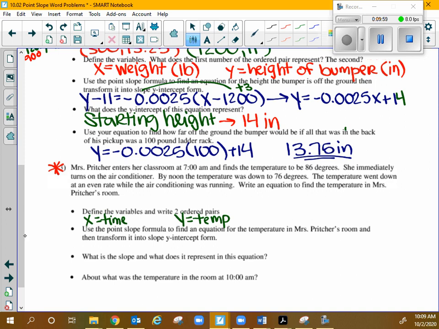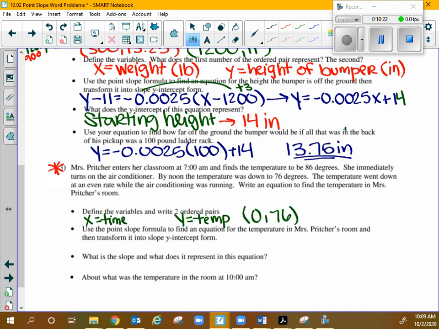room, what would my y-intercept be? Well, it would be zero, because it's the starting point. So the y-intercept, what would the y-intercept be? 86 degrees. She walked in at 86 degrees. What else do you know about a y-intercept? It's the b. It starts at 0, right?